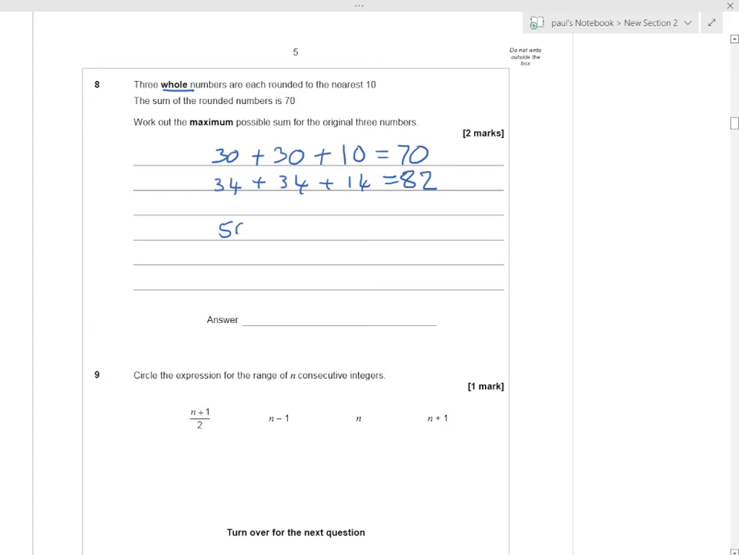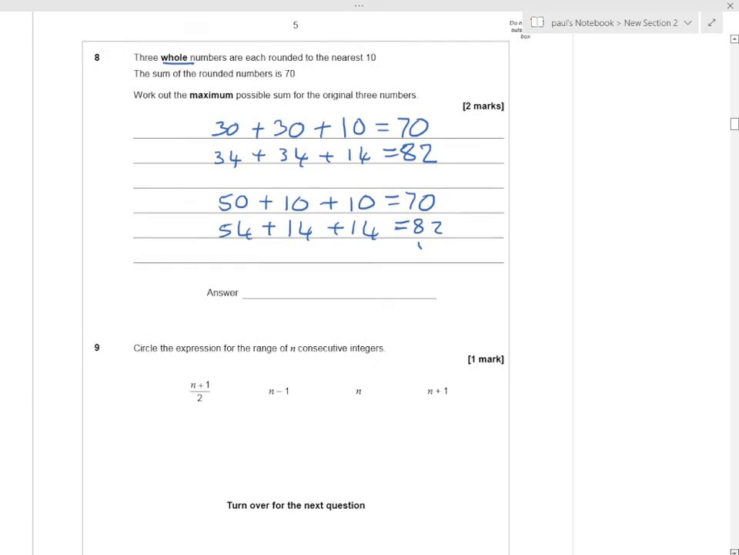Say we chose 50 plus 10 plus 10. That makes 70, doesn't it? Yeah. So that would be 54 plus 14 plus 14. And 3 fours are 12. And 5, 6, 7, 8. 82. Doesn't matter which numbers you choose, it will always come out the same.